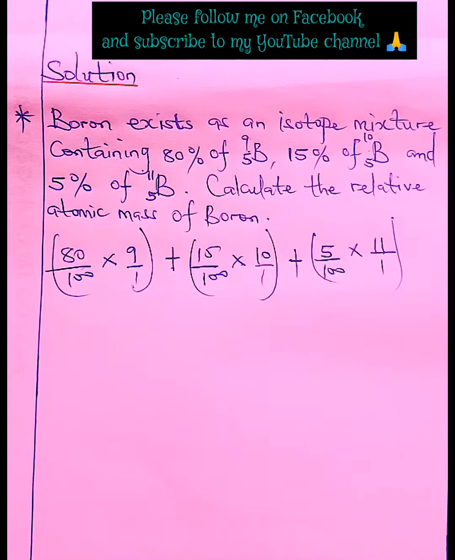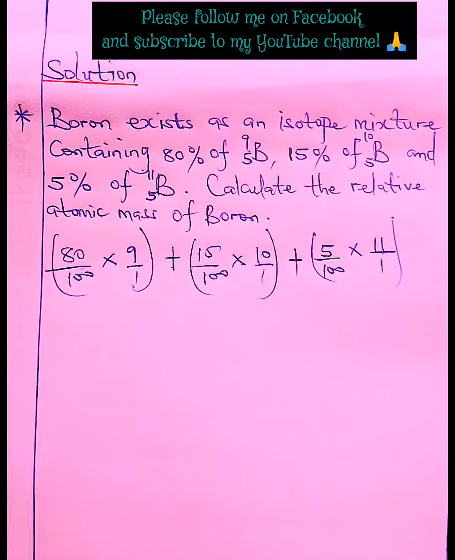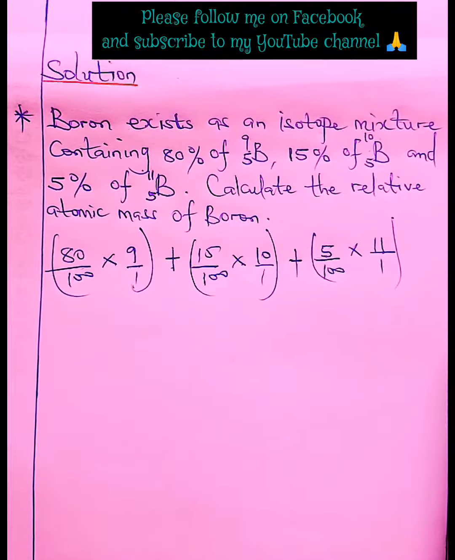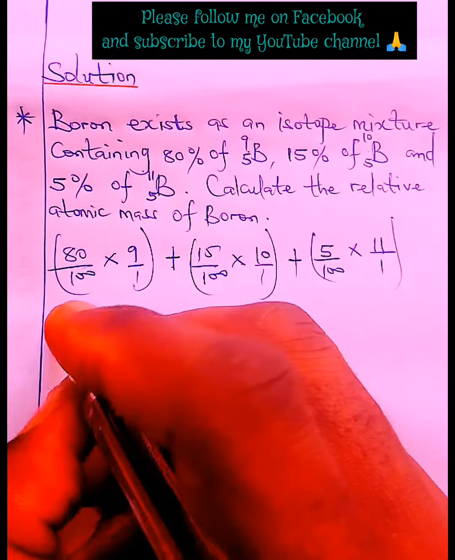By the time we do, we're going to get a partial atomic mass unit for each of the isotopes. So the first we have here is 80 over 100 times 9 over 1. So let's punch that in. 80 times 9 divided by 100. So we have 7.2. So the partial atomic mass unit for the first isotope is 7.2.